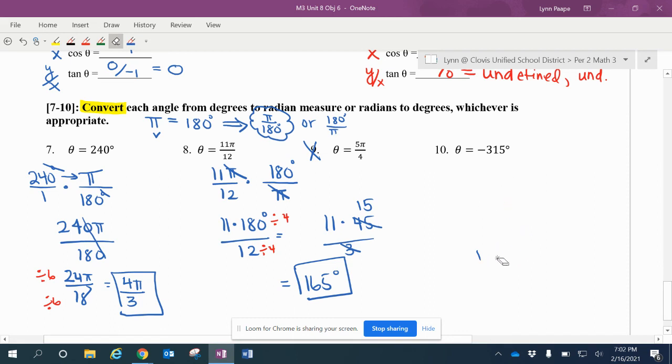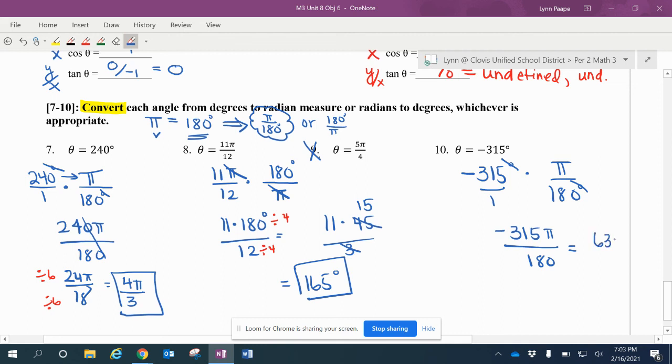Okay, last one here. So negative 315. So I know I'm going to multiply by a fraction, put that over 1. So I want to eliminate the degrees. So I want the degrees to go in the denominator and then the radian measure in the numerator. So the degrees will cancel, and then I'm going to multiply straight across. So that would give me negative 315 pi, and then 1 times 180 is 180. And then I want to divide to reduce this. So I know for sure I can divide by 5. So that would be 63.